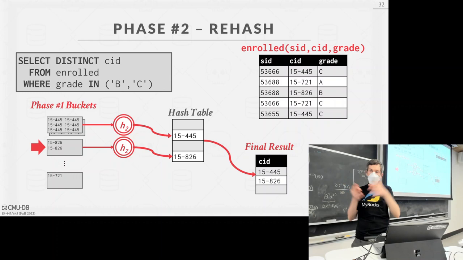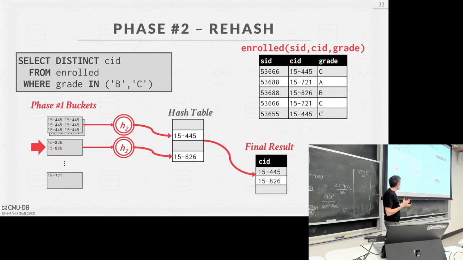In the bad scenario where it collides in both H1 and H2, he asks, will we have a collision in both H1 and H2? Again, this is a real hash table now, so we can handle conflicts. We can handle it with linear probe hashing.